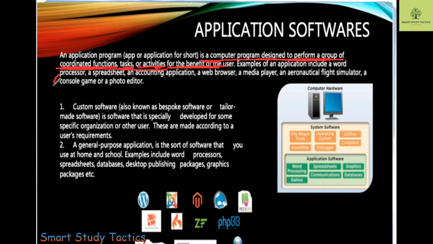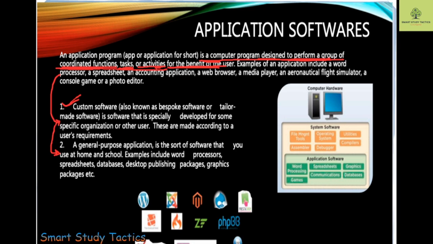We have two categories of application software. Number one, custom software. Number two, general purpose software. What is custom software? Custom software is designed to perform a user's needed task. If you need software for your own purpose, you can use custom software, which depends on the user's need. You can go to the software developer and tell them, sir, I need this type of software, and they will design it according to your needs. That is the user's requirement.